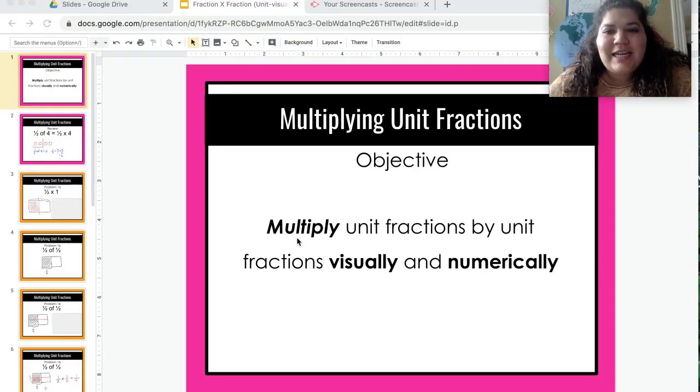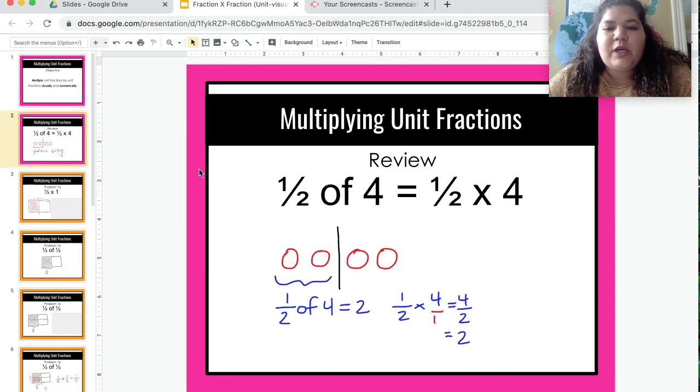So today's objective is to multiply unit fractions by unit fractions visually and numerically. A unit fraction, remember, is a fraction that has a 1 as the numerator. So just a quick review. Last week we looked at how to find the fraction of a whole number, which also just means multiplying. So half times 4.